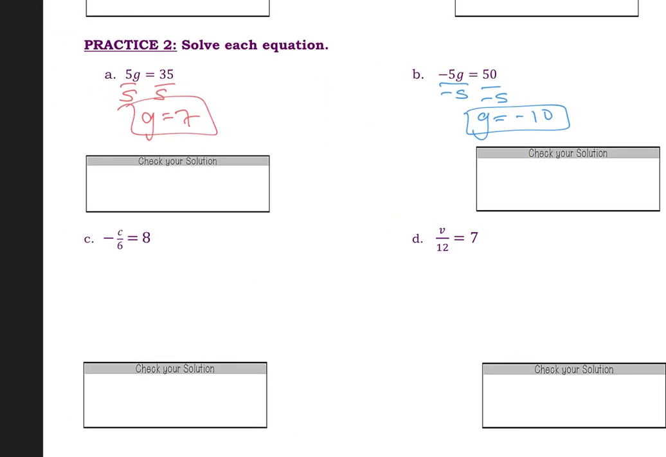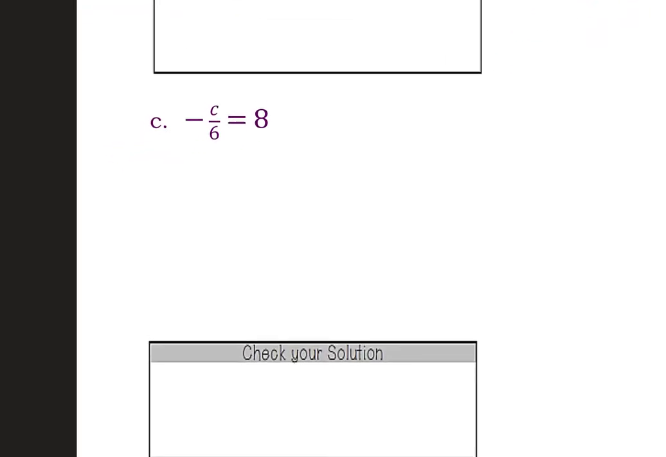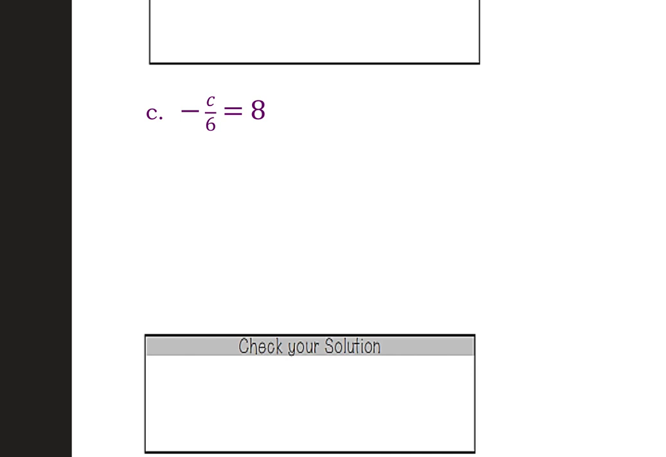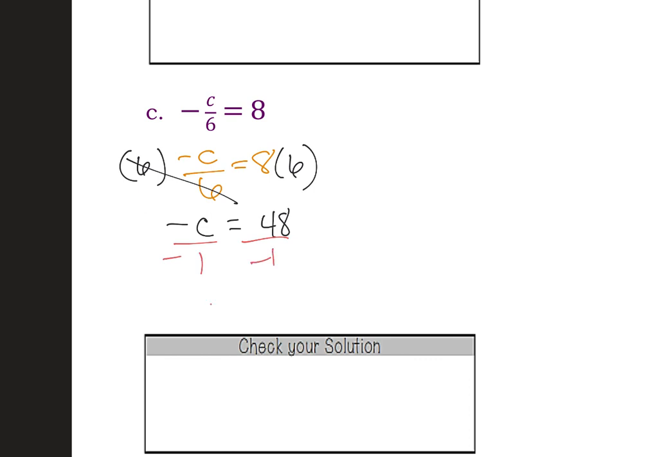Next one. So the next one was the one with the negative. If anything gave you trouble and you kind of remembered everything, this is probably the only one that did. I know some of us might have struggled with other ones, but this one does seem to catch some kids every year. So we rewrite it, right? We have the negative c over 6 equals 8. The first step would have been to do what here? Multiply by 6. Good. 8 times 6 is 48. And then divide both sides by negative 1, right? So your c is equal to negative 48.